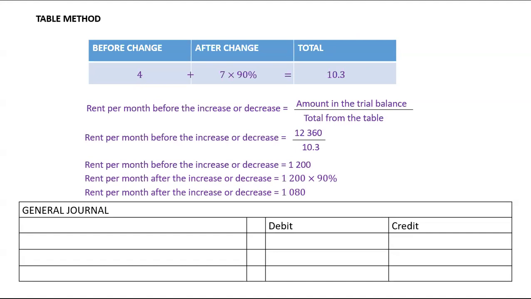That 1,080, it is our accrued income. We have earned it, but we have not yet received it. Accrued income is an asset, so we debit it. Then we credit our rent income as we need to increase it from 12,360 by 1,080, so that we can have rent for 12 months, not 11 months.